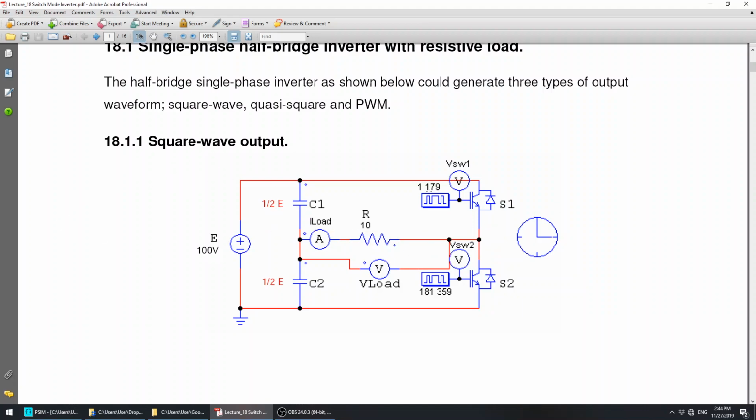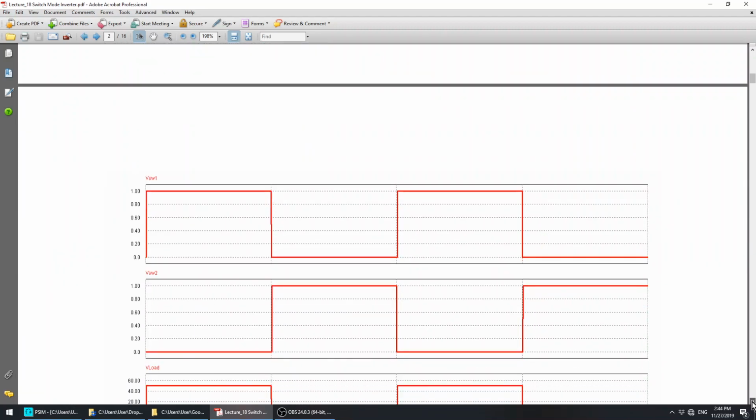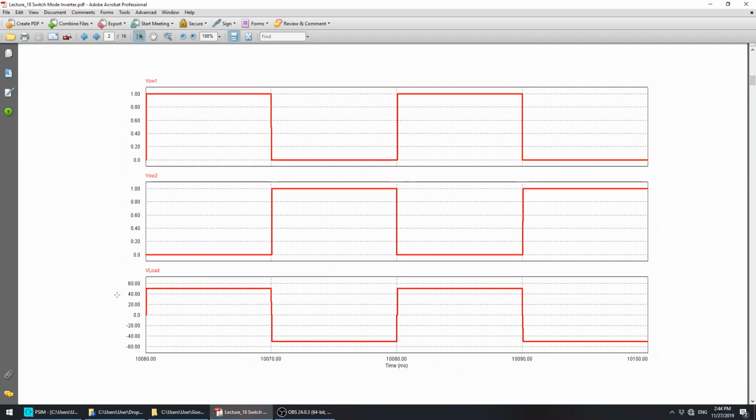For the square waveform, switch 1 will be on theoretically from 0 to 180 degrees, but in PSIM, to avoid some problems, it is set to 1 to 179, though theoretically it should be 0 to 180 degrees. S2 will be on from 180 degrees to 360 degrees. All right, now let's look at the waveform. That will be your square output voltage. This is your output voltage whenever S1 is on.